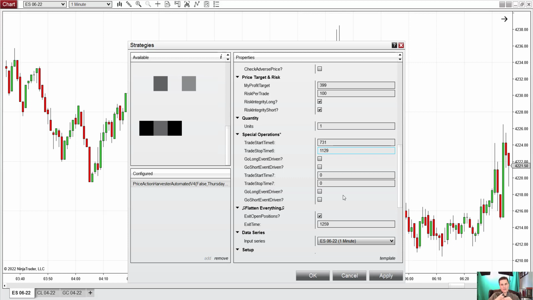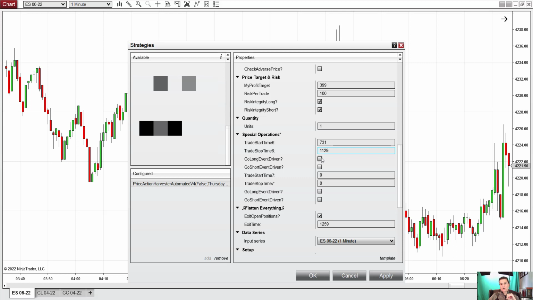I'm just going to potentially trade from 7:31 till 11:29. Why did I say potentially? Because I am looking for trades. The system will be looking for trades during those times. It may not get the right setup, so it won't take it. But this special operations is incredibly aggressive, so odds are it's going to find some trade.